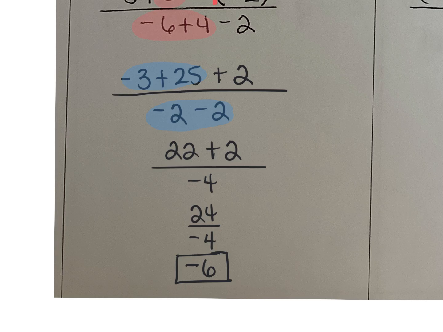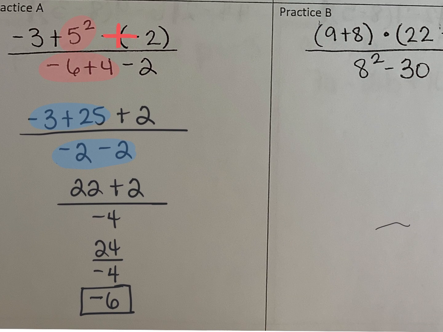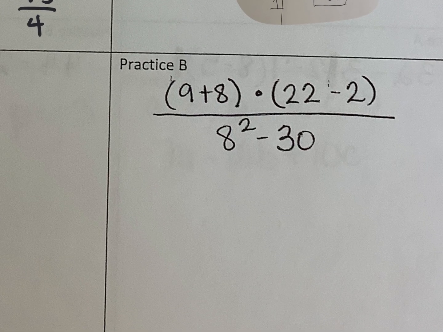Questions? All right. Now this other one has bigger numbers. That's why I kind of was stopping you before you got too far along. I didn't want you to get caught up in the big numbers. All right. So over here, I've got 2 sets of parentheses in the top. Can I do those at the same time? Yes. You can, only because they're being multiplied anyway. So 9 plus 8, 17. And 22 minus 2, 20.